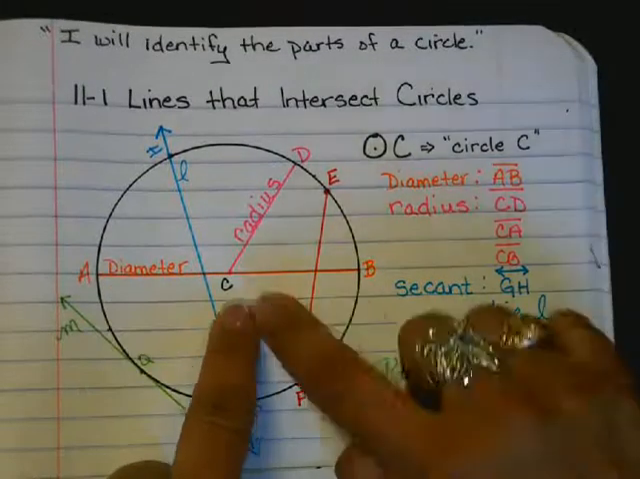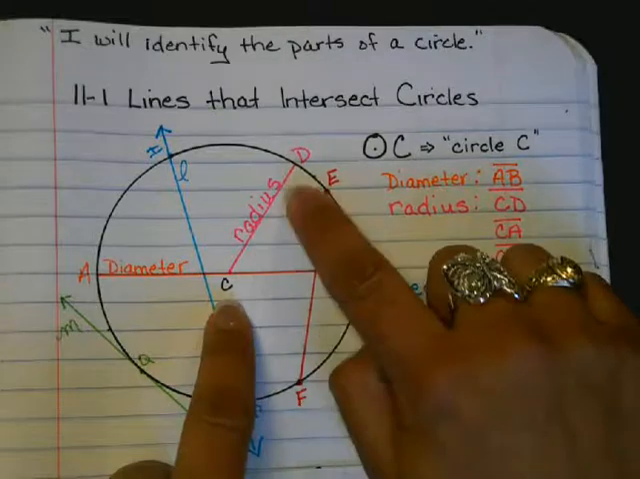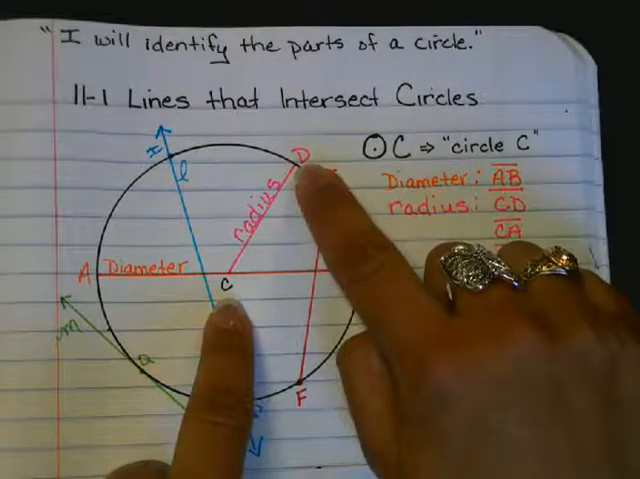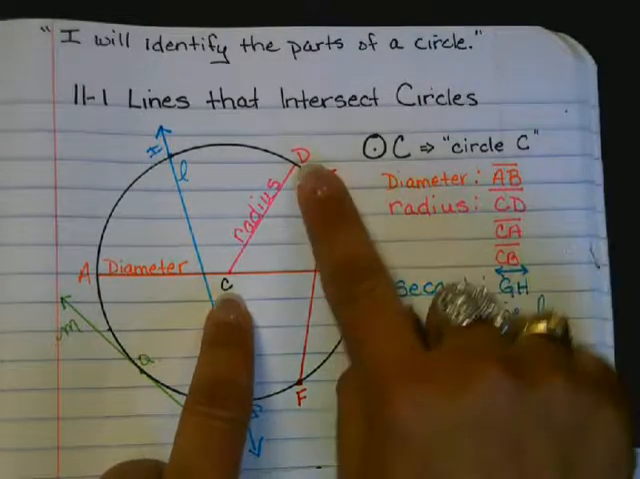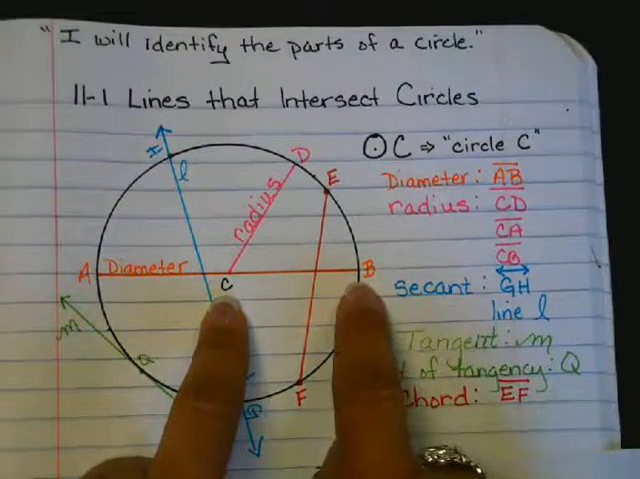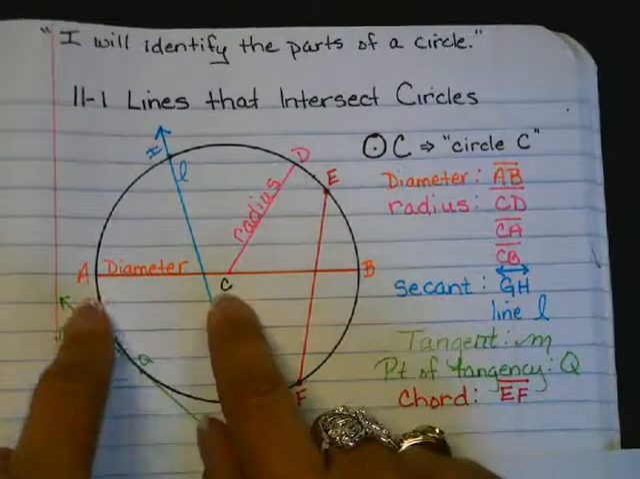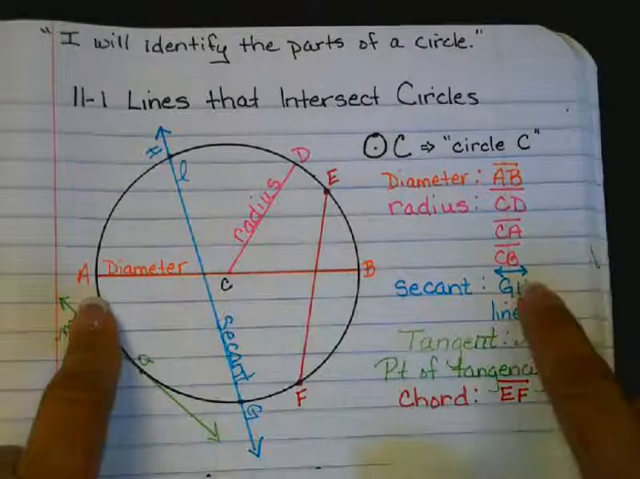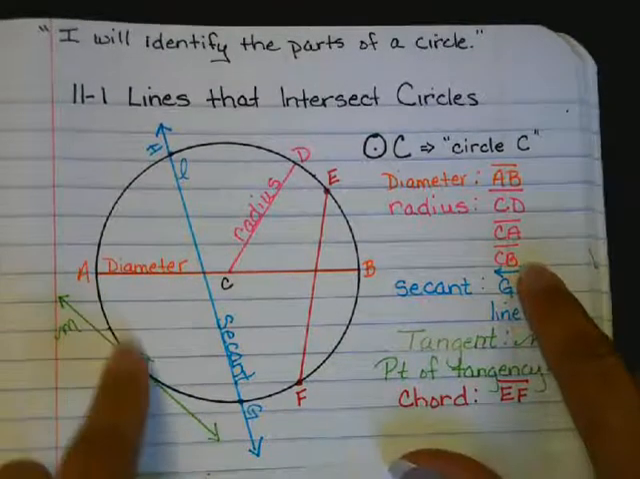Your radius, as you know, goes from your center to a point somewhere on the circumference of your circle. So the radius is segment CD, but look, you also have radius CB or BC, either one, and CA or AC, either one. So you have three different radii that we have drawn in here.